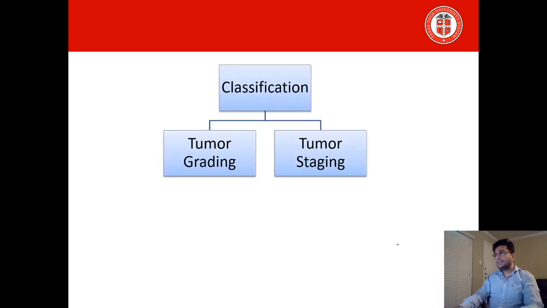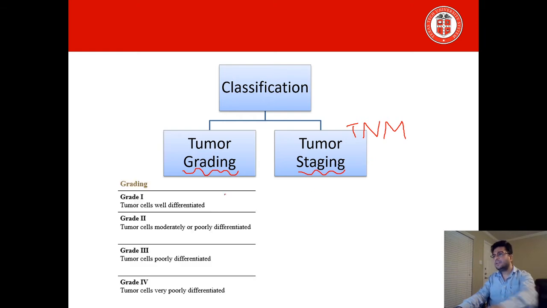Now, let's see how the tumors are classified. So we've talked about this tumor grading from a pathological perspective, and we'll see the tumor staging, and we will concentrate on this famous TNM classification. But before that, let's see what is tumor grading. So there are four grades: grade 1, 2, 3, and 4.